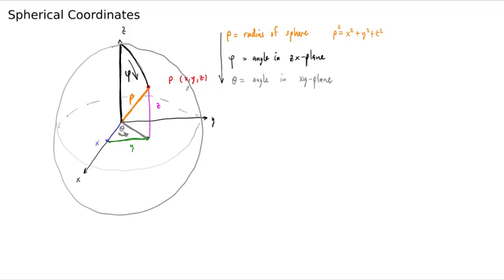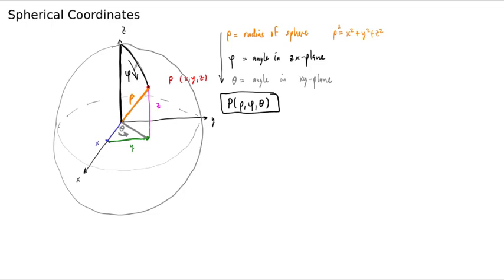So the coordinates of this point P, these spherical coordinates, are going to be rho, phi, and theta. Again, in this order. So rho, phi, theta. But we need a way to convert from rho, phi, theta to x, y, z. That's going to be our coordinate transformation. So really we just need equations that relate these things. So let's work them out.